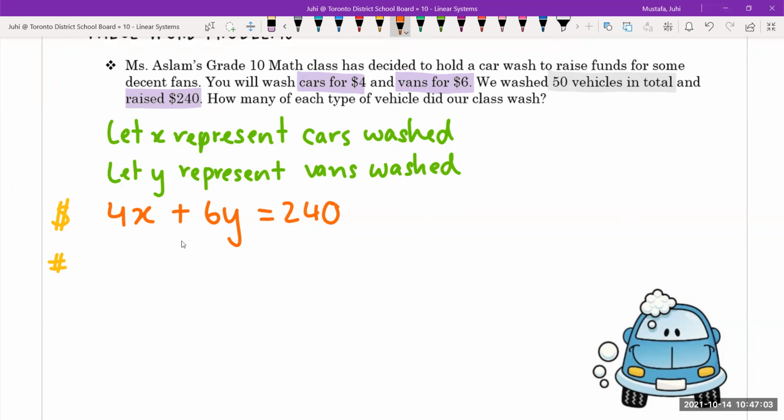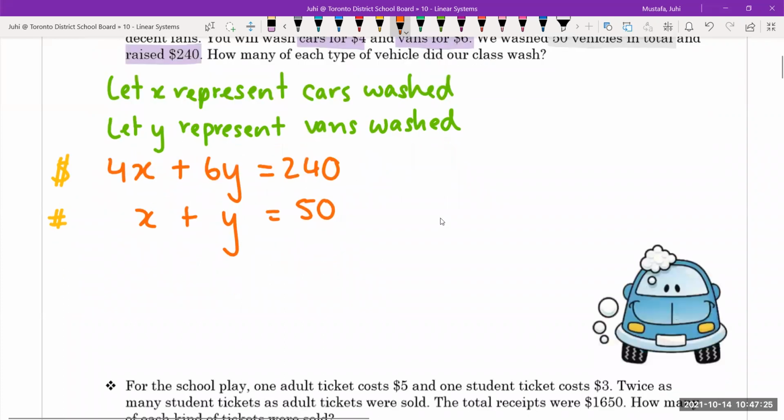Yeah, perfect. X plus Y is equal to 50. The number of cars you wash plus the number of vans you wash is going to be equal to 50 cars or vehicles in total. Now, I think we've done substitution a lot, so let's go ahead and try elimination for this one. Which number do you guys want to eliminate?